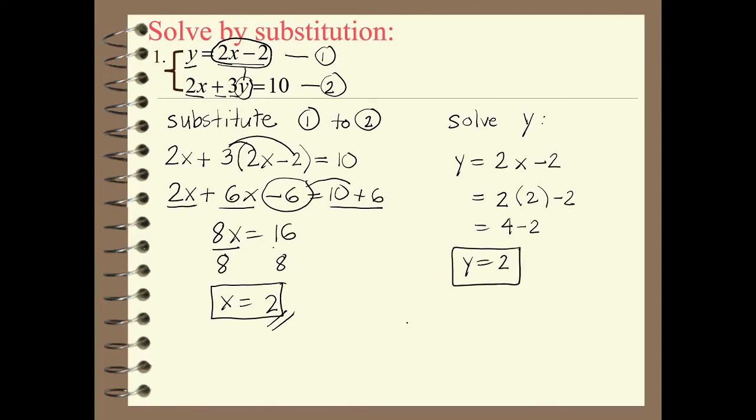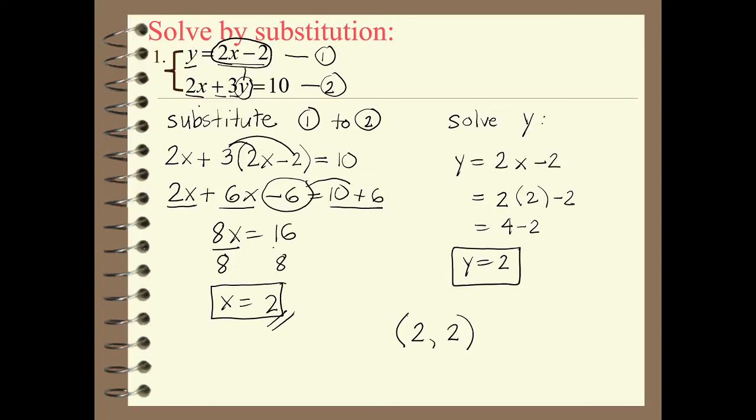What's your solution here? 2 and 2. Let's just verify this mentally. Now take note, the value of y is 2. The value of x is 2. What's 2 times 2? 4 minus 2. 2. Therefore, it's correct for equation 1.